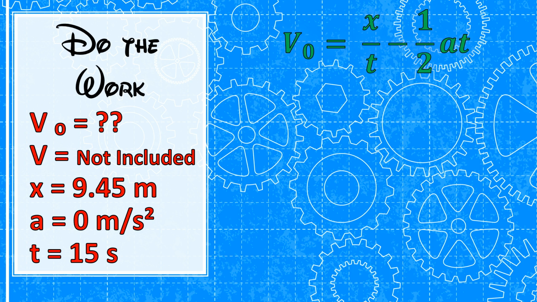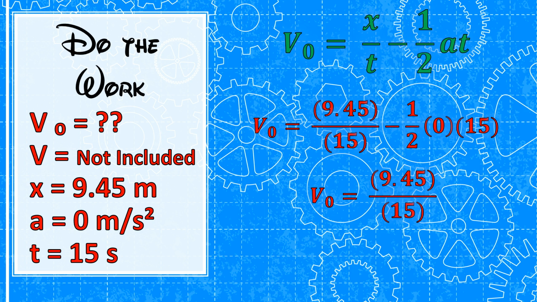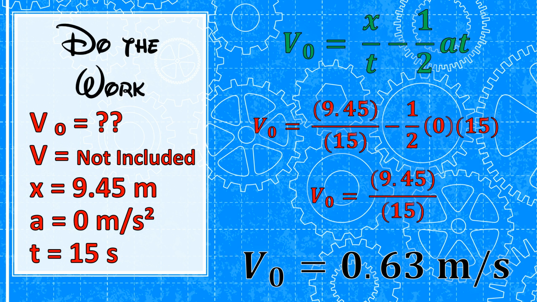I replace every variable in my formula with the given information from my list of given information. Order of operations says that anything times 0, so 1/2 times 0 times 15, can go away. And I'm left with just 9.45 divided by 15. There's my initial velocity. Interestingly enough, even though the final velocity is not included, because it's moving at a constant velocity, its initial velocity is 0.63. So its final velocity is 0.63 meters per second.